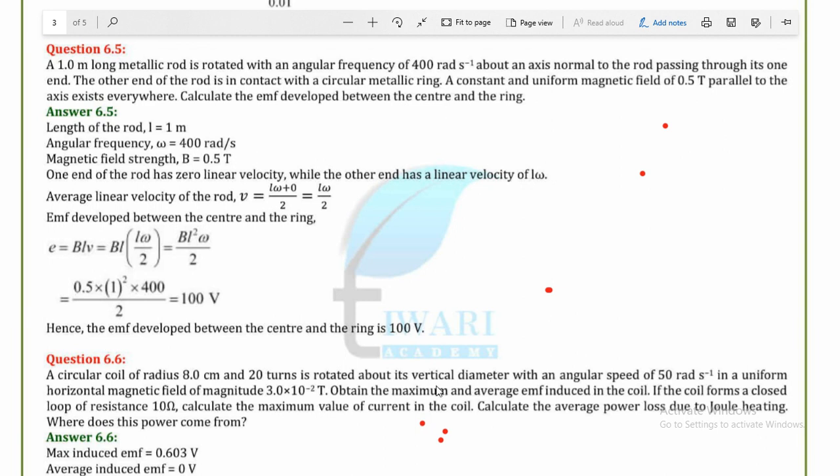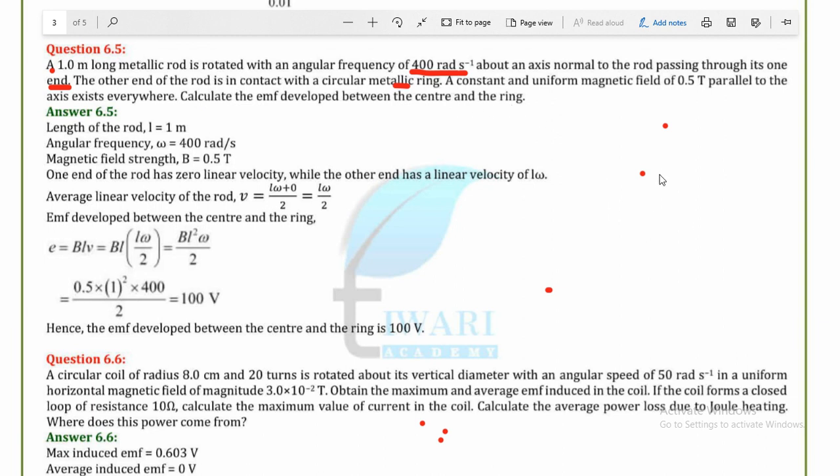Okay, so let's see. The question is, a 1 meter long metallic rod is rotated with an angular frequency of 400 radian per second about an axis normal to the rod passing through its one end. The other end of the rod is in contact with the circular metallic ring. Now a constant and uniform magnetic field of 0.5 Tesla parallel to the axis exists everywhere. Calculate the EMF developed between the center and the ring.